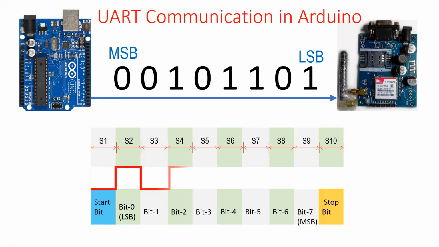The topic of today's discussion is understanding UART communication in Arduino. So what is UART communication? UART means universal asynchronous receiver transmitter. So what does this big word mean to me? It means it is a method of serially transmitting data.